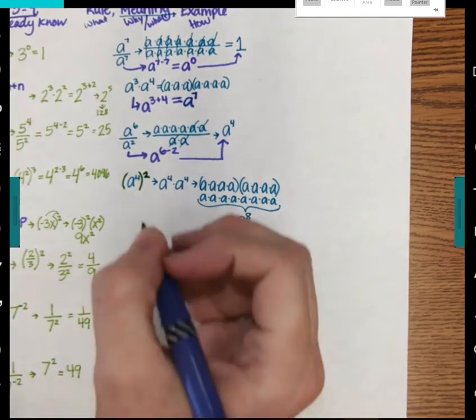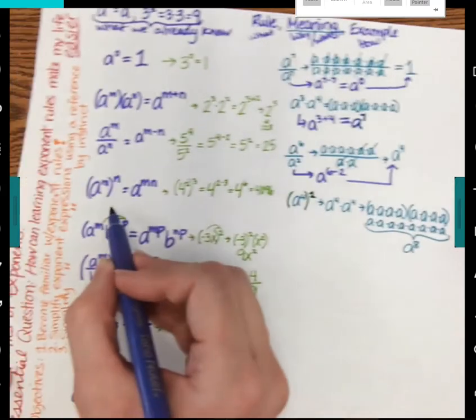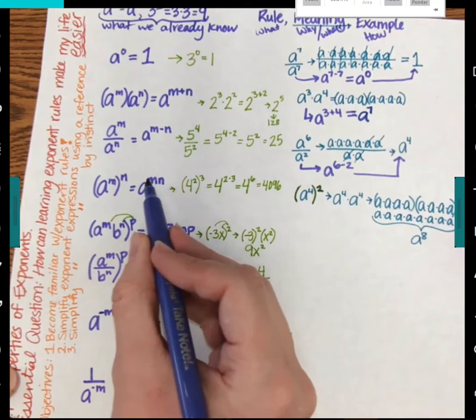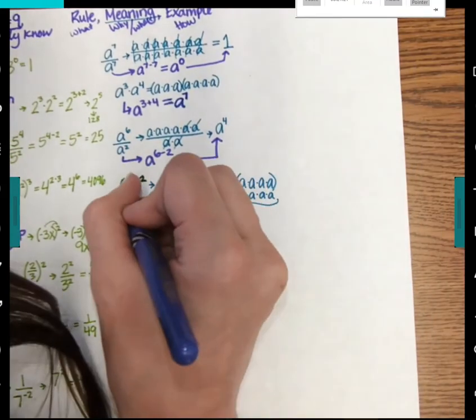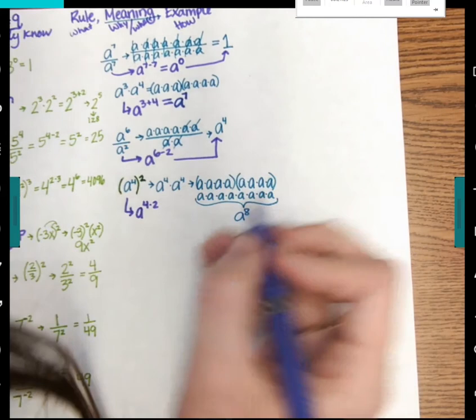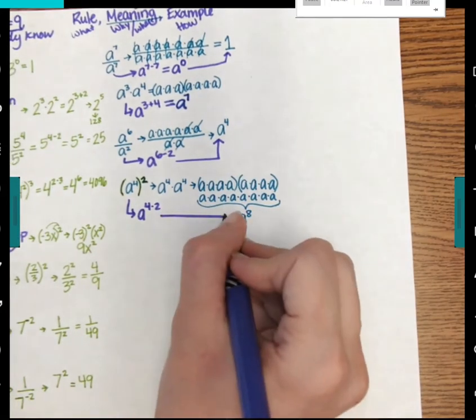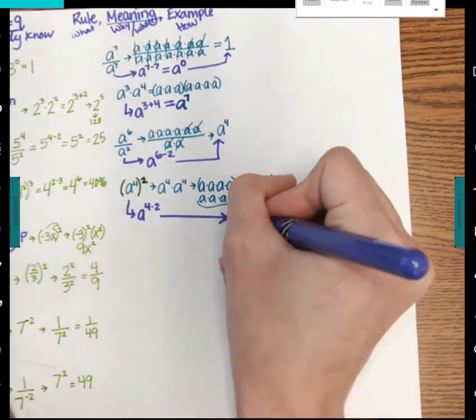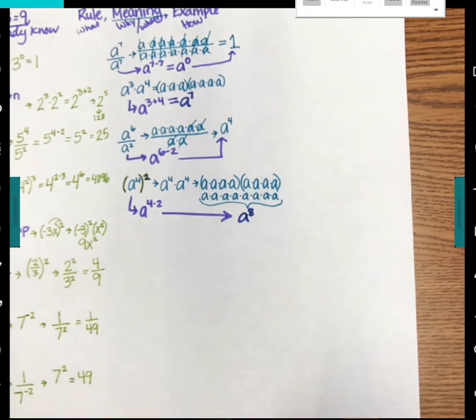Or we could know from our property that power to a power, multiply the powers. So this is going to be a, 4 times 2. See, we multiplied, which gives us a to the 8th.